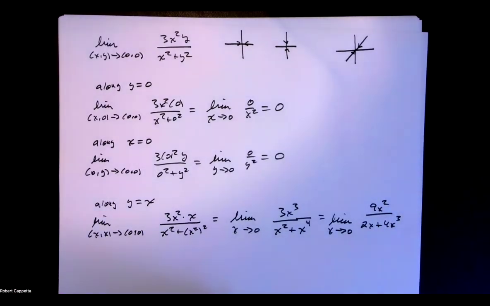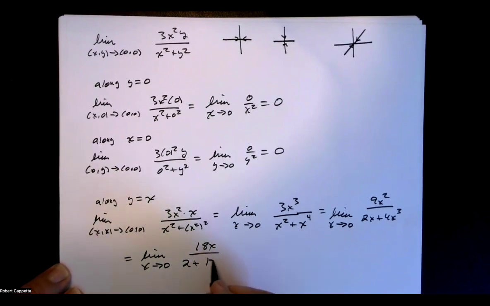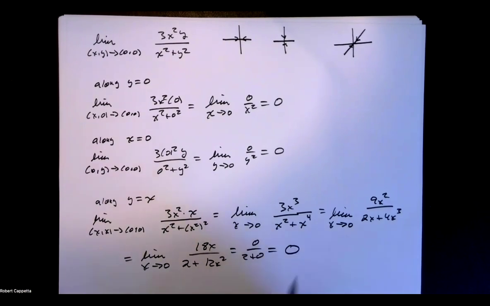We still have 0 over 0. We could do L'Hopital again, which equals the limit as x goes to 0 of 18x over 2 plus 12x squared. Now we have 0 over 2. So that also equals 0. So we've shown three different pathways. We could keep looking for others, but we might think that based on our work so far, there's a chance that this limit exists.